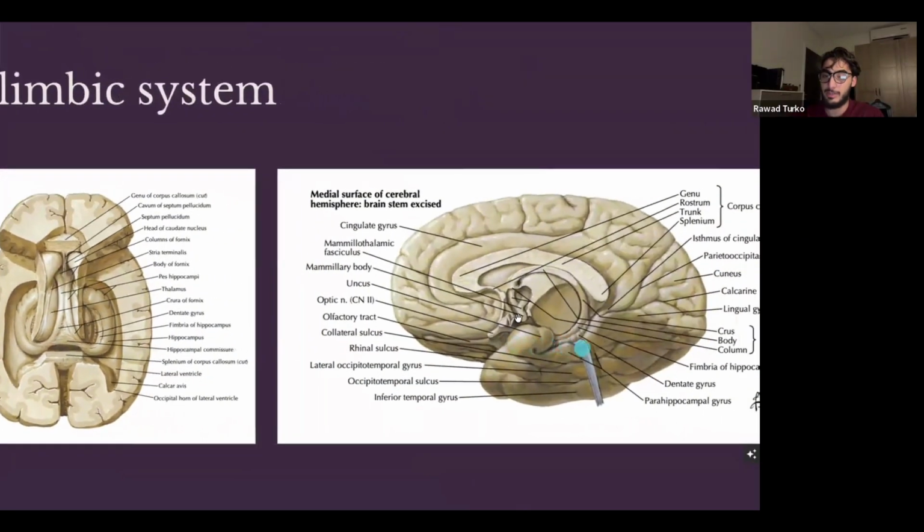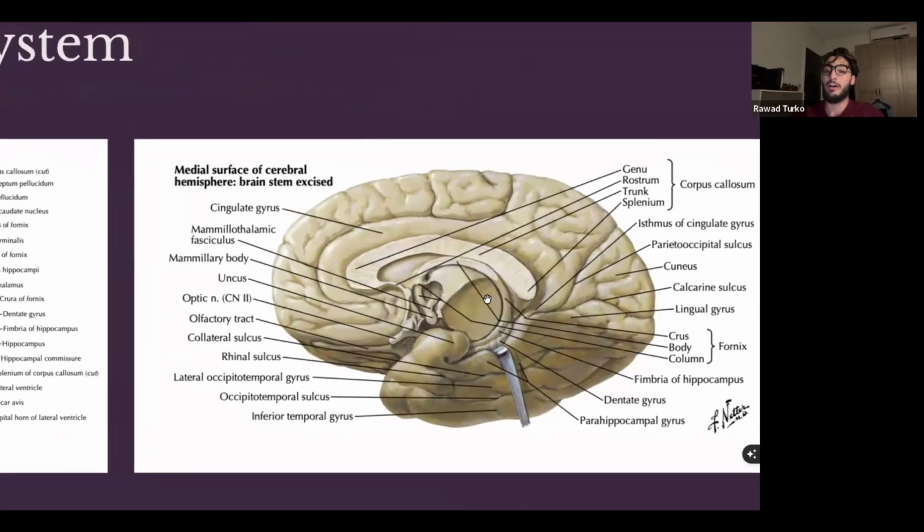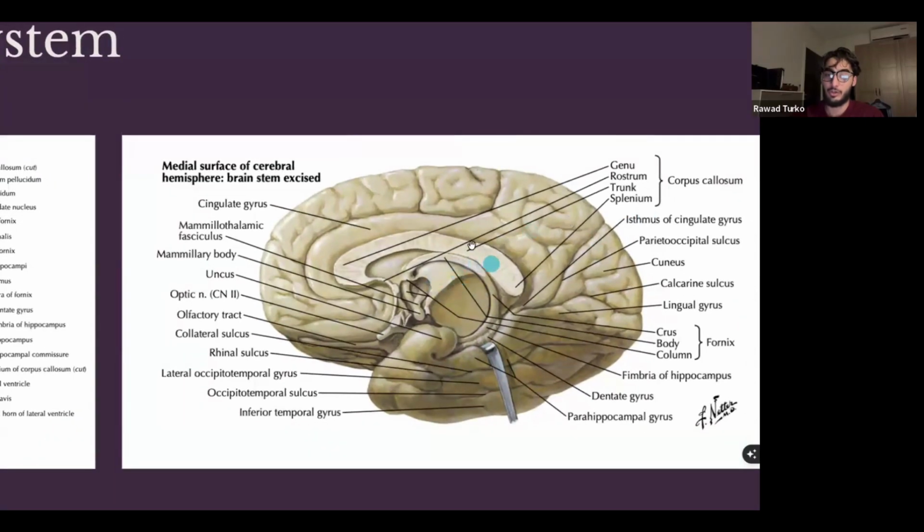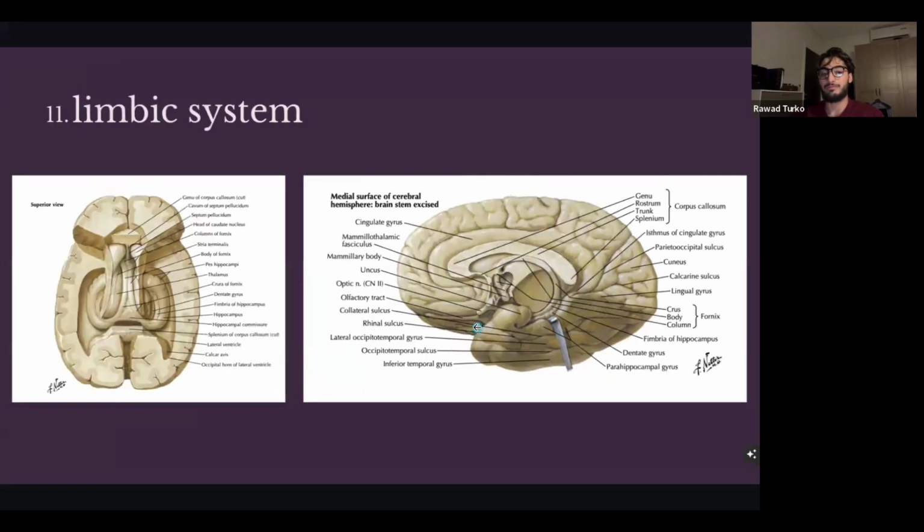Okay, and again, this is a picture that you should be more familiar with. All of this is the corpus callosum. This is the cingulate gyrus, so it's right superior to the corpus callosum. And the parahippocampal gyrus, we'll see in the next picture. All right, but this is the fornix too. This is the fornix. Okay.